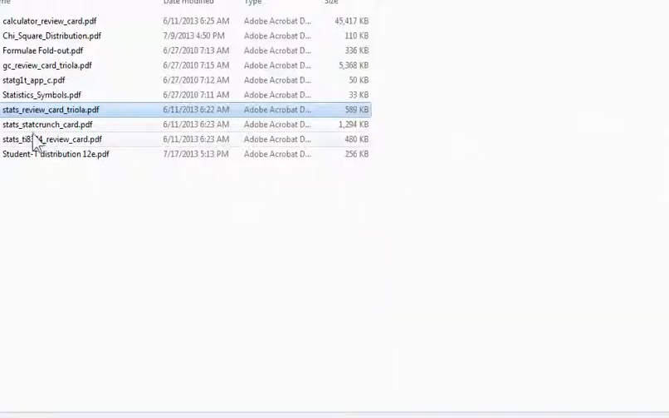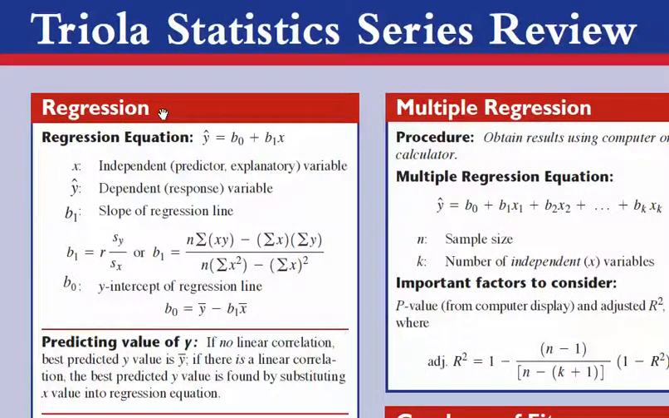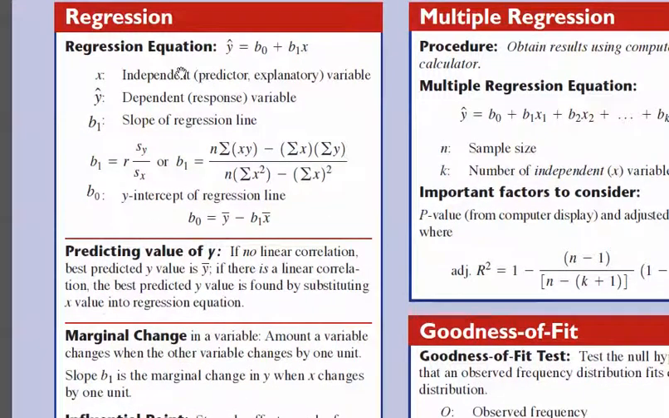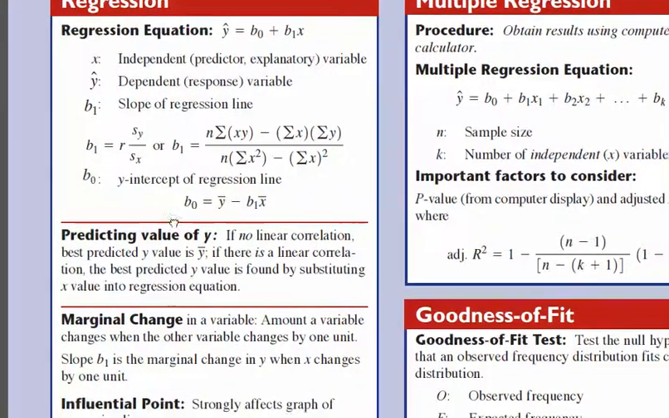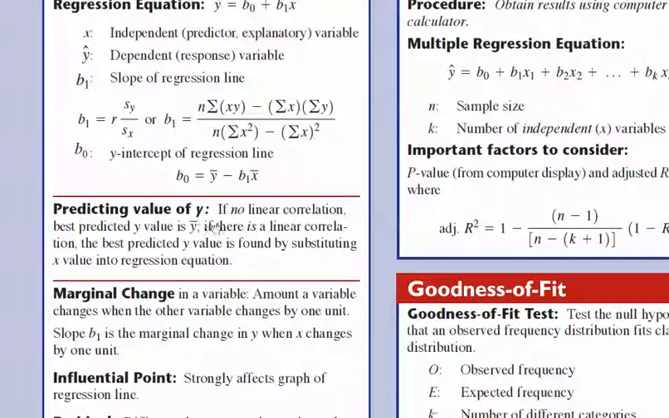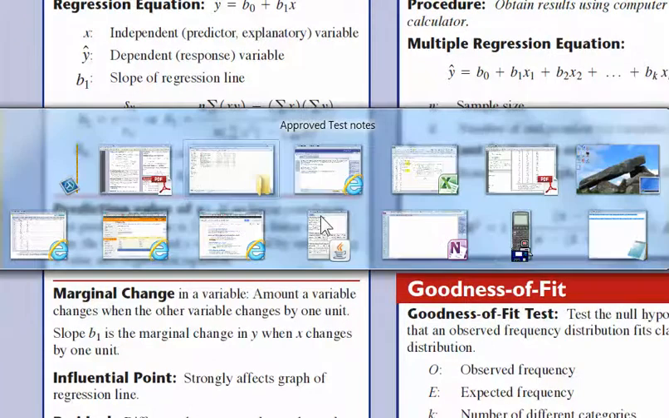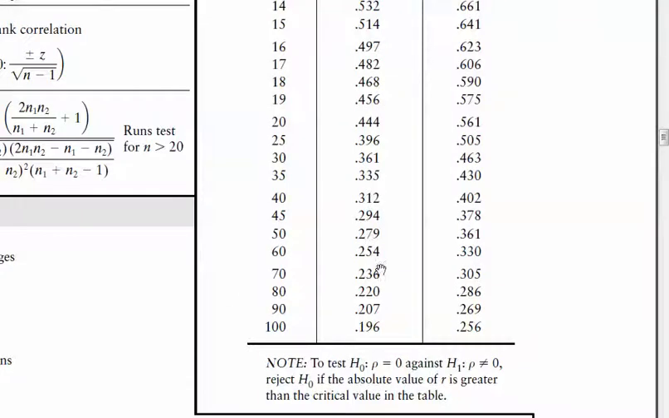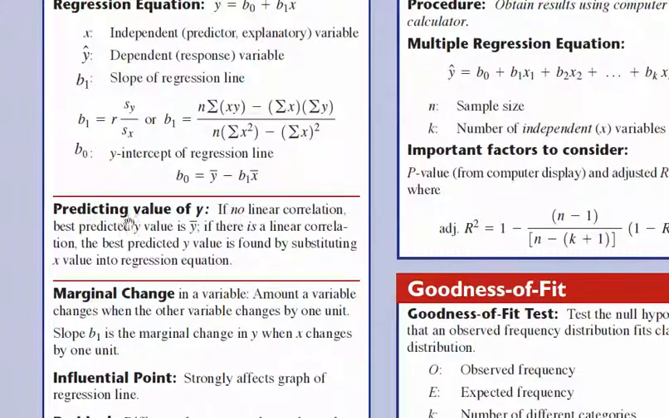So I'm choosing the one called Stat Review Card from the Dropbox, and it looks like this. I'm on the 4th page. Under regression, it talks about the regression equation, and it says when predicting the value of y, if no linear correlation, and that applies to what we just did because we had 0.262 and it needed to be above 0.279. So that is us, no linear correlation.